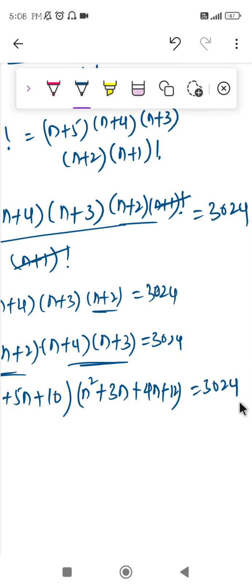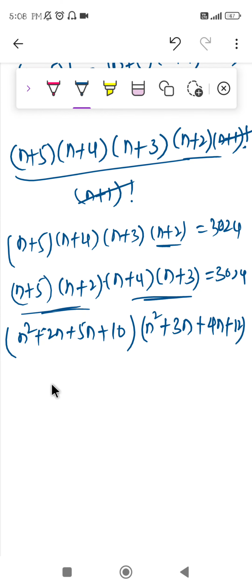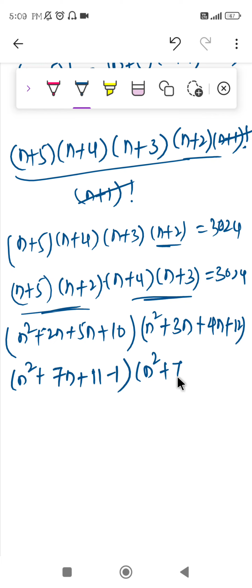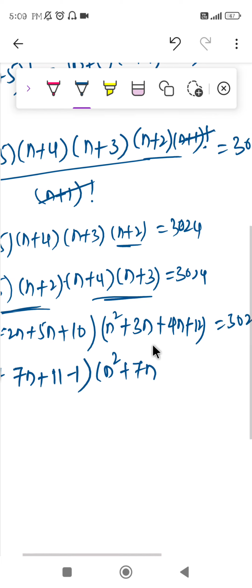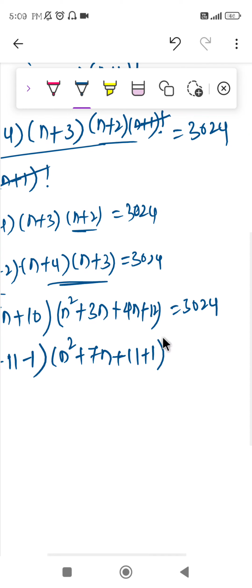Is equal to 3024. So here n square, 2n plus 5n is 7n, and this 10 I can write as 11 minus 1, so the meaning is same. So n square, 3n plus 4n is 7n, and 12 I am writing as 11 plus 1, right? The meaning is same and is equal to 3024.